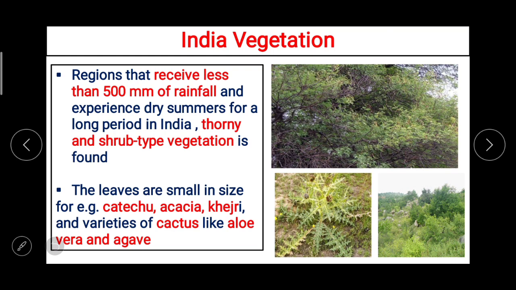Regions that receive less than 500 millimeter of rainfall and experience dry summers for a long period in India, there thorny and shrub type vegetation is found. क्योंकि वहाँ पर बारिश बहुत कम होती है और ज़्यादा से ज़्यादा ड्राई समर होता है. सो वहाँ पर एवरग्रीन जो है हमेशा हरे रहने वाले या फिर बहुत ऊंचे होने वाले पेड़ हमें देखने को नहीं मिलते हैं. The leaves are small in size. For examples you can see caoutchouc, then acacia, khezri, and varieties of cactus like aloe vera and agave.